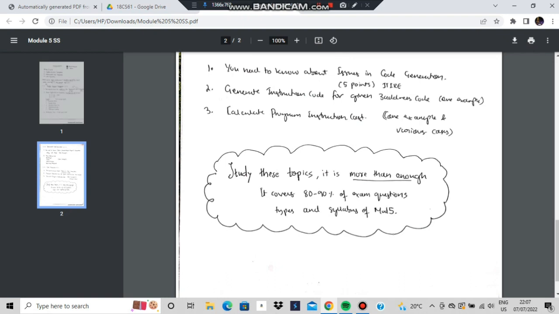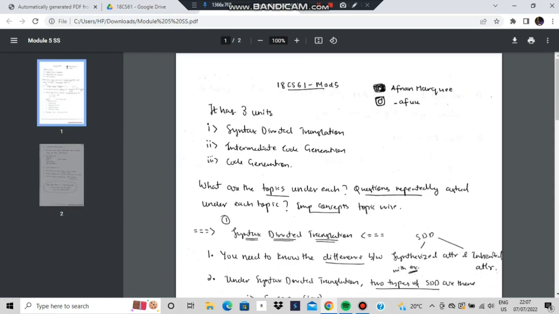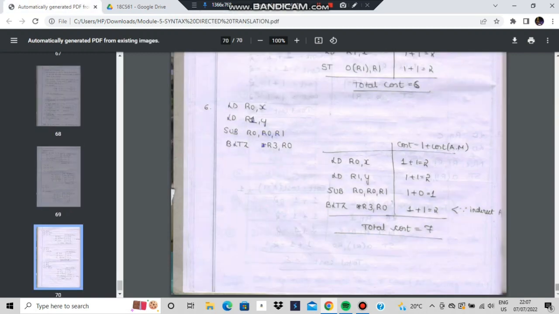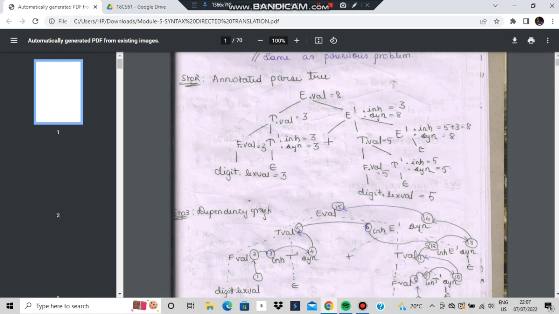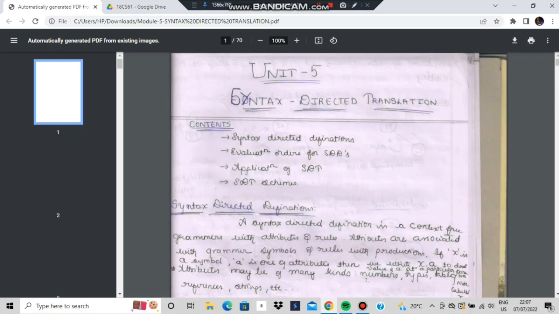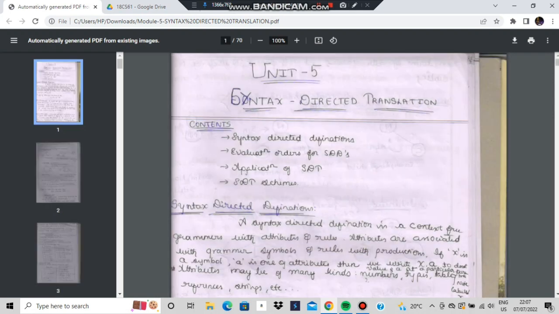It's more than enough if you do these topics very thoroughly, because 80 to 90% of the questions come from these topics only. So let's get started with the first topic: you need to know the difference between synthesized and inherited attribute. What do you need to write in the exam if they ask for the difference? Start from here. These notes are available in the description link. You can go through them and download these notes.